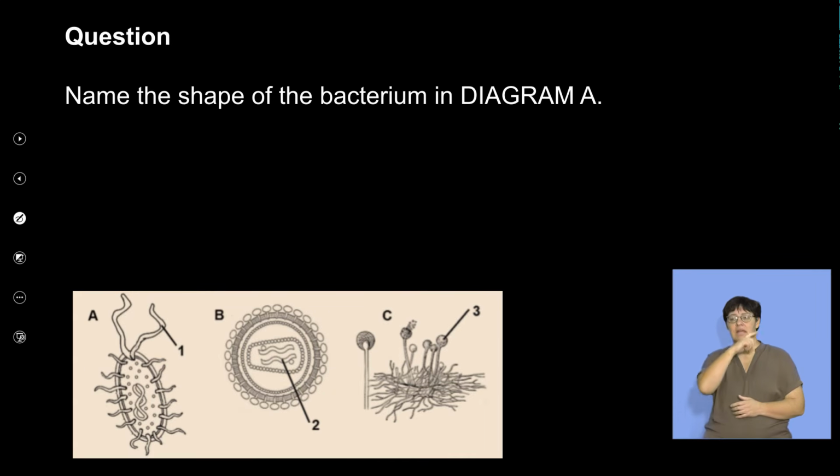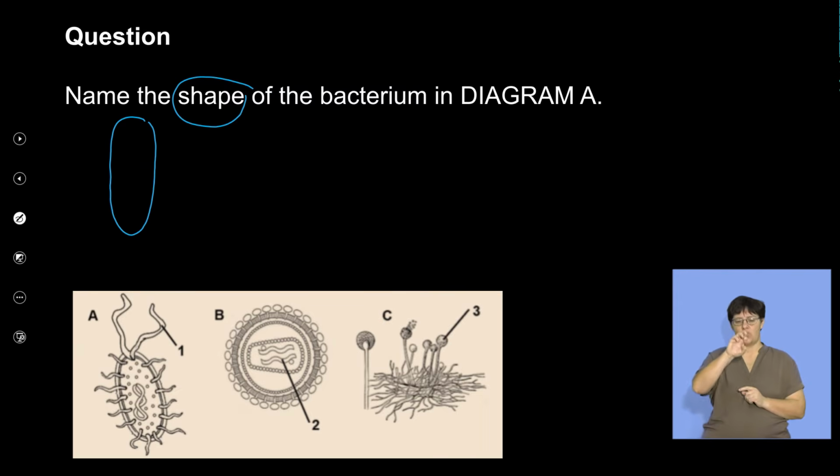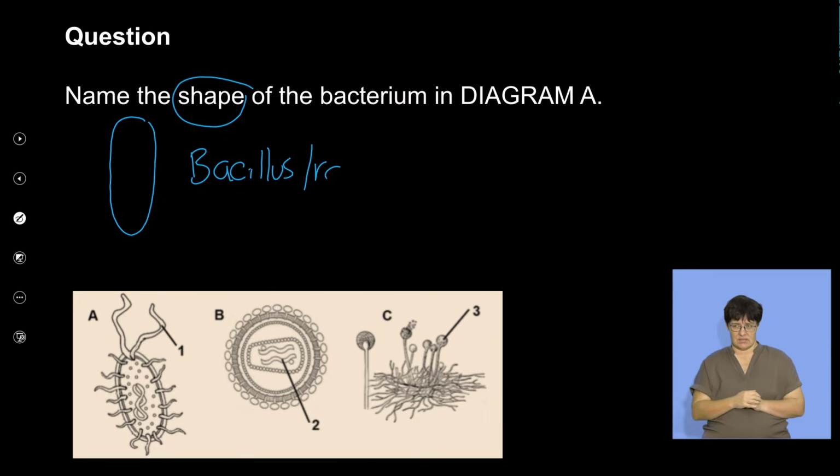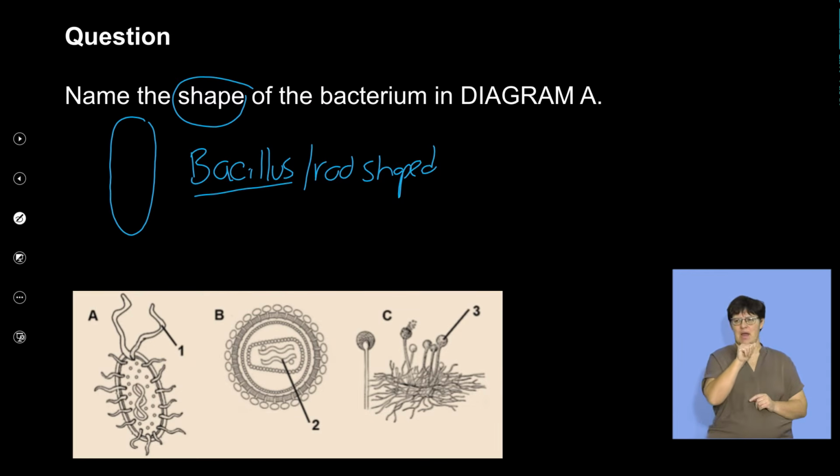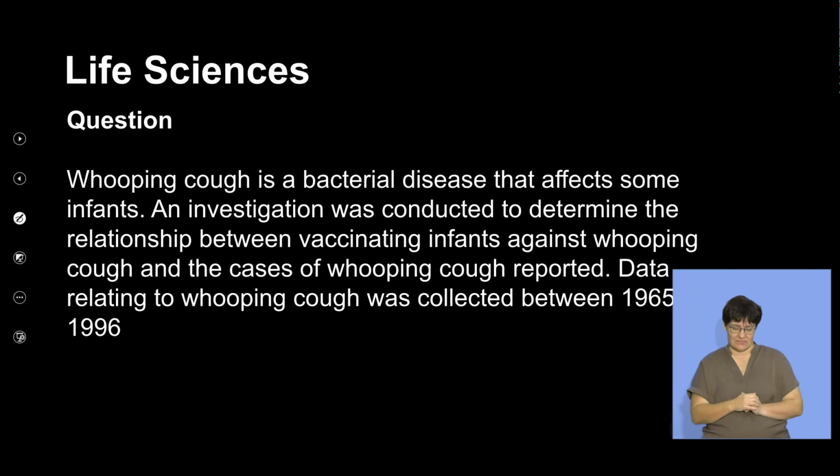Now again, name the shape of the bacterium in diagram A. Guys, nice little clue here: if you didn't know it was a bacteria, they actually gave you the answer. And remember, bacteria have shapes. This is a rod-like one, and we call it a bacillus, or a rod-shaped bacteria. But we do prefer if you were able to give its scientific name.